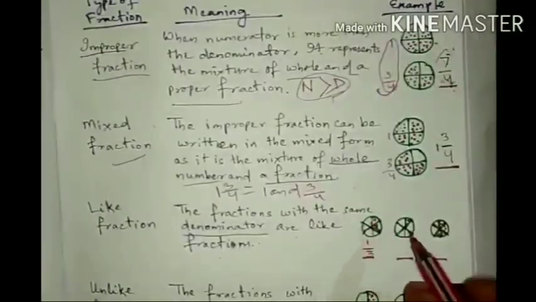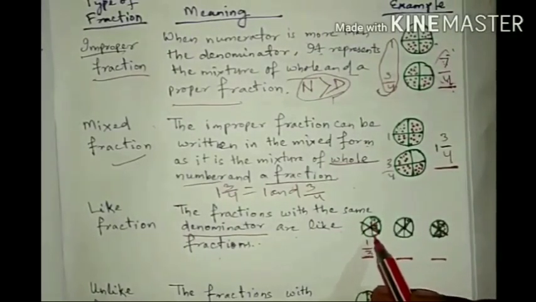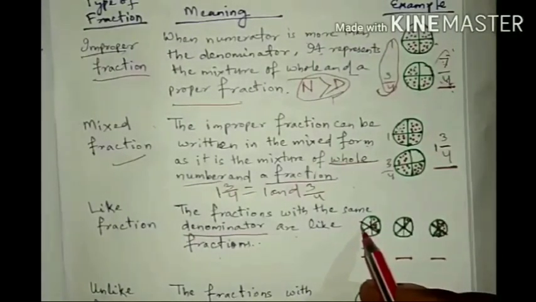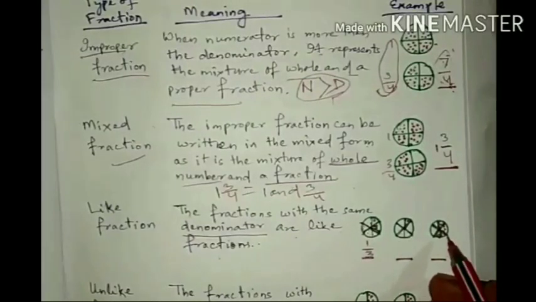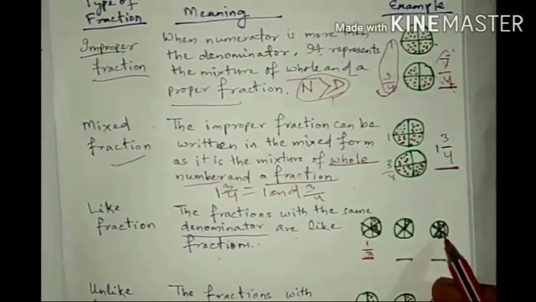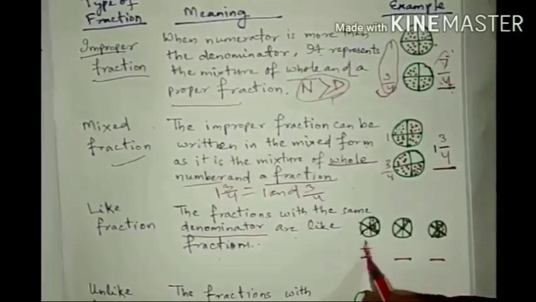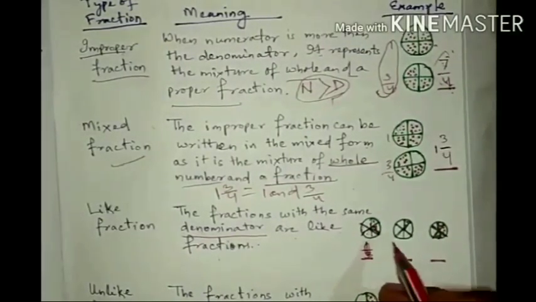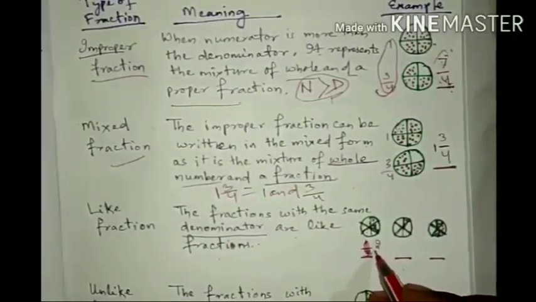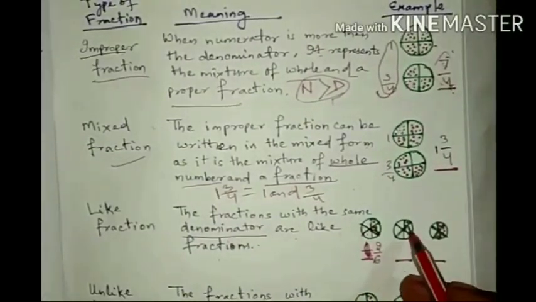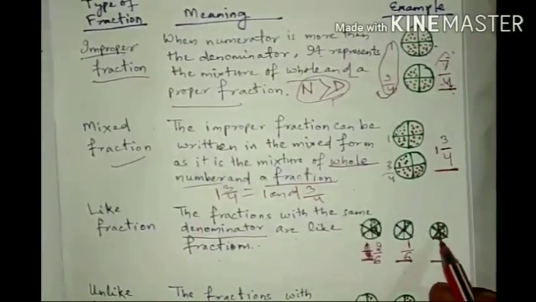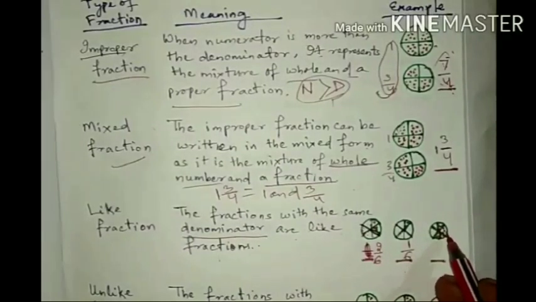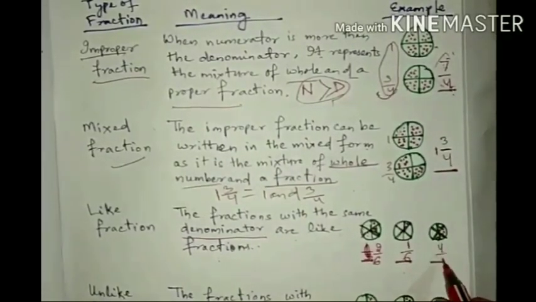We'll see this roti. It is divided into 1, 2, 3, 4, 5, 6 parts. Then here it is divided into 1, 2, 3, 4, 5, 6 parts. Then here it is also divided into 1, 2, 3, 4, 5, 6 parts. So here we have 1, 2 parts. Out of 6 parts we have 2 parts, means 2 by 6. Here from 6 parts we have only 1 part, so 1 by 6. Here from 6 parts in total, we have 1, 2, 3, 4 parts, 4 by 6.